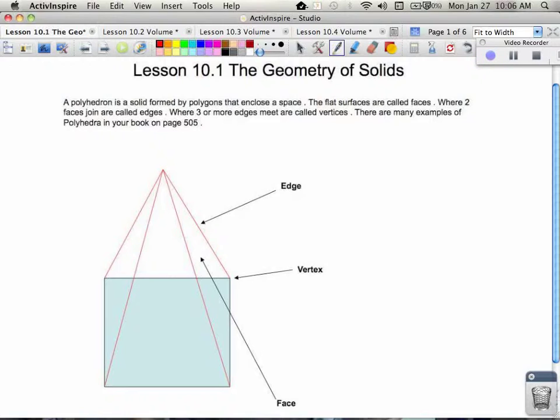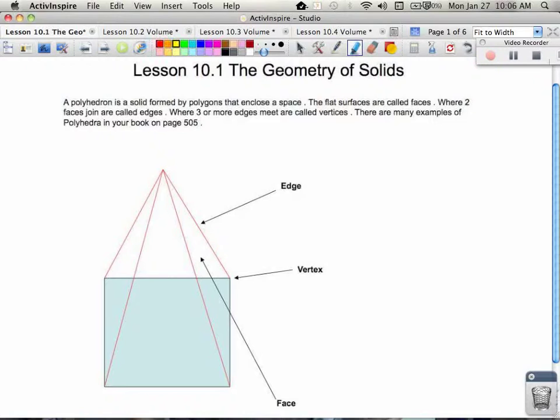The flat surfaces that we see around the surface are called faces. Where we have two faces coming together, we have edges, and when three or more edges are meeting, they're called vertices. To see a lot of examples of these polyhedra, you can look in your book, I think it's page 505.